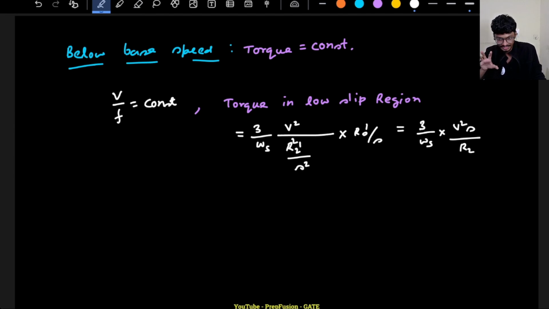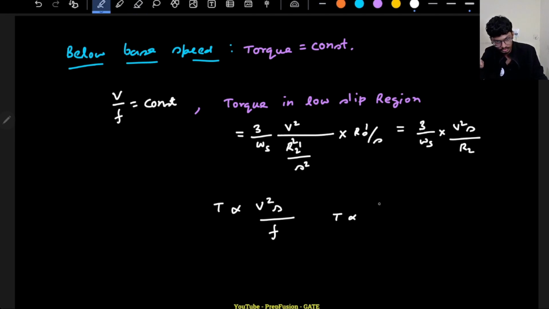Now what I want to bring to your attention is that omega s is also dependent on frequency, right? So if my load torque is constant, I can say that my torque is proportional to V square S divided by frequency, because 2 pi and all those things are constant. I can say V by F is constant. If V by F is constant, my torque is proportional to voltage into slip.